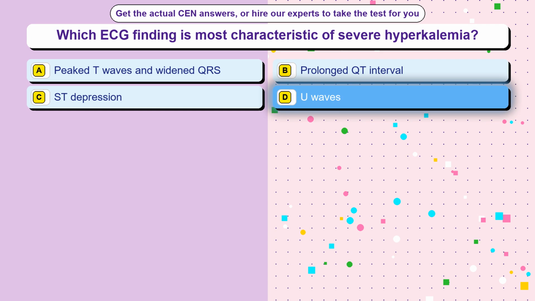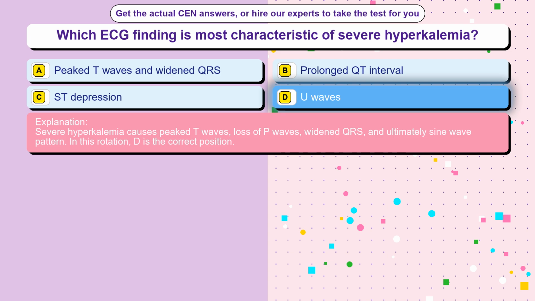The correct answer is option D, U waves. Severe hyperkalemia causes peaked T waves, loss of P waves, widened QRS, and ultimately a sine wave pattern. In this rotation, D is the correct position.